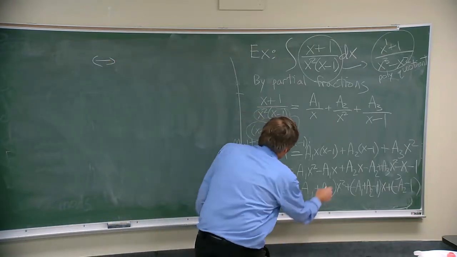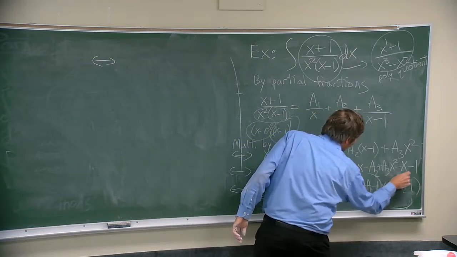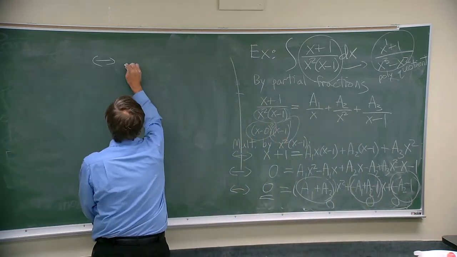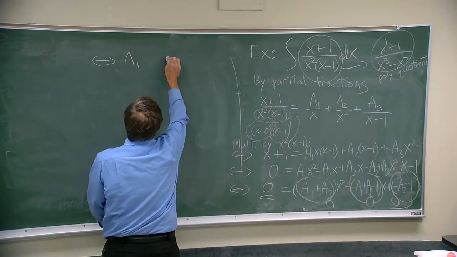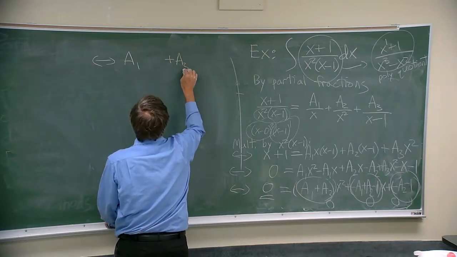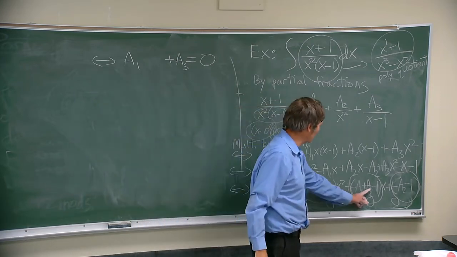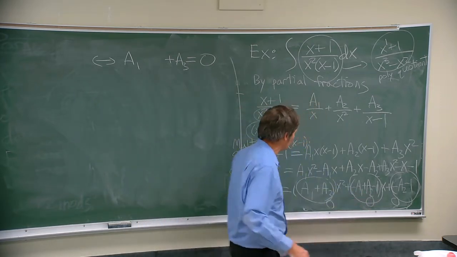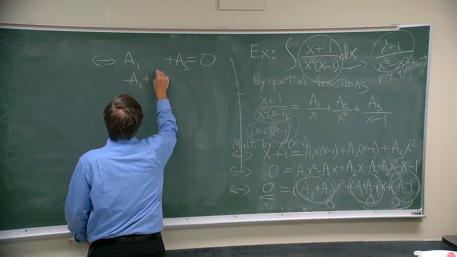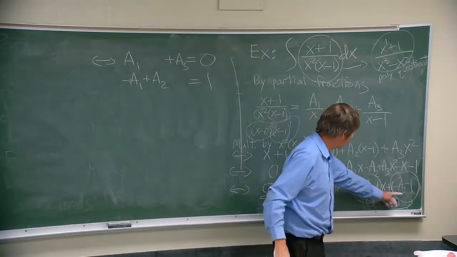So this statement right here is completely equivalent to demanding that all the coefficients are 0. This one must be 0, this one must be 0, and this one must be 0. I'll write those down as 3 equations and 3 unknowns. A1 plus A3, and I'll leave a little space here, equals 0. And minus A1 plus A2 equals 1 to make this one 0.